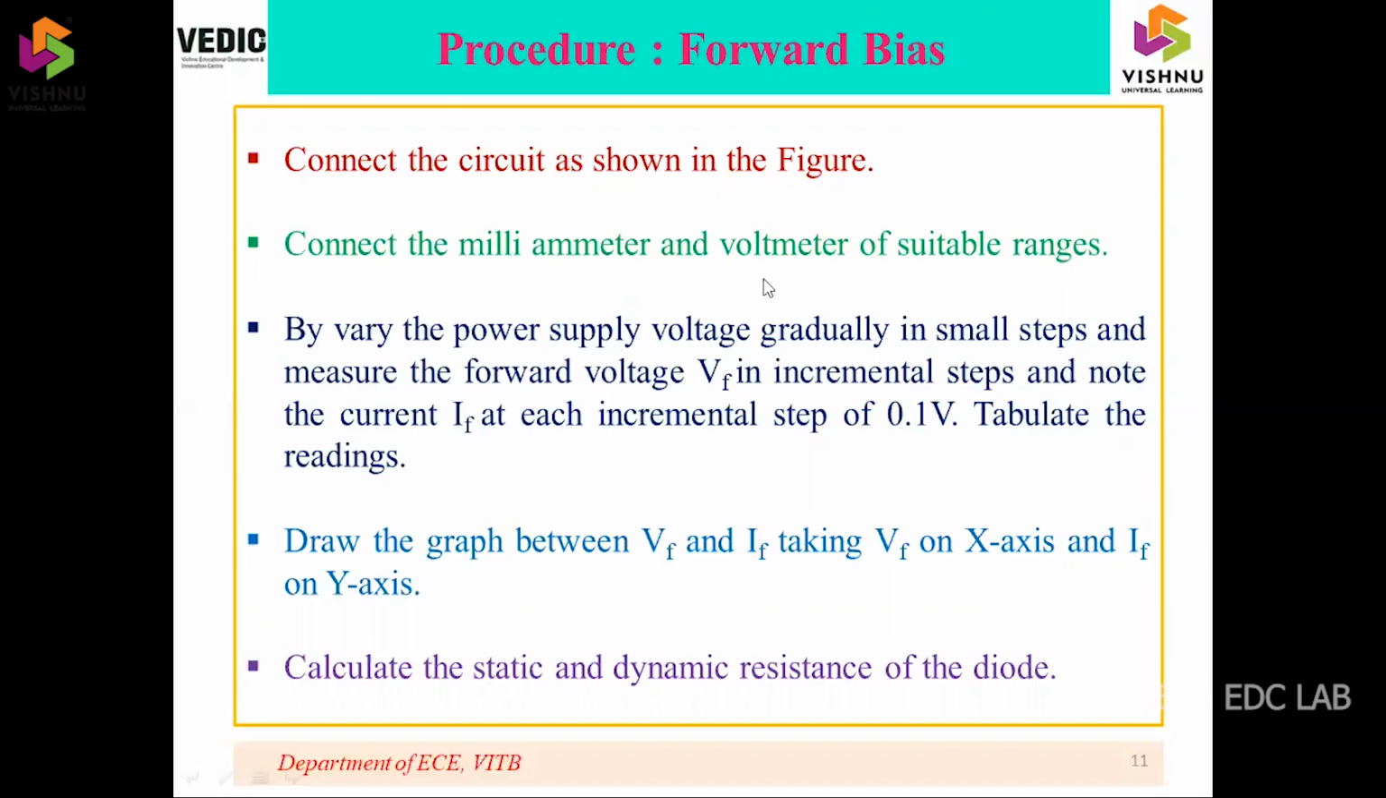Connect the milliammeter and voltmeter of suitable ranges. By varying the supply voltage gradually in small steps, measure the forward voltage Vf in incremental steps and note the current If at each incremental step of 0.1 volt and tabulate the readings. Draw the graph between Vf and If, taking Vf on the x-axis and If on the y-axis, and calculate the static and dynamic resistances of the Zener diode.